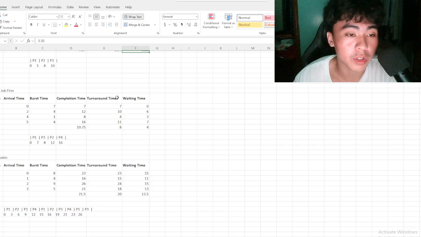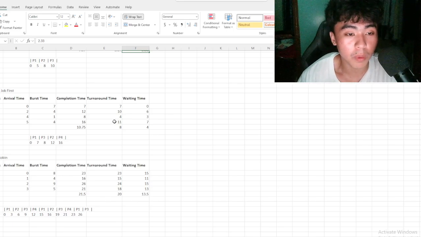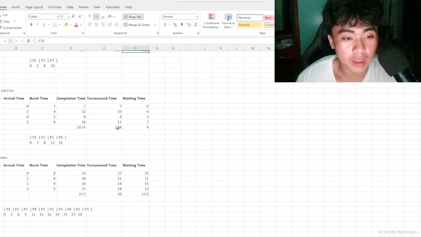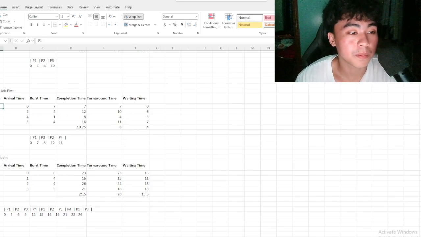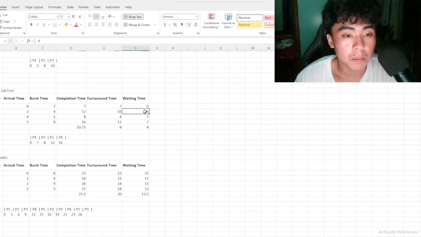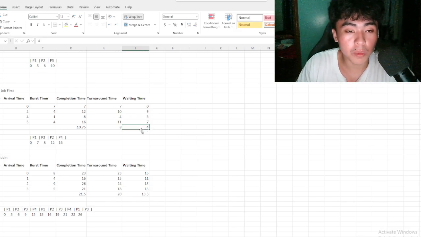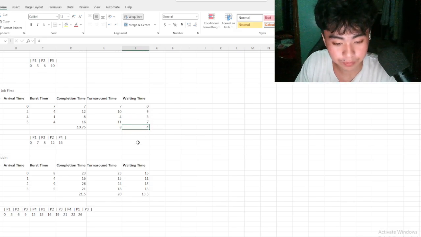Then next, for the turnaround time, 7 plus 10 plus 4 plus 11, then divide it by 4 to get 8. So next, for waiting time, 0 plus 6 plus 3 plus 7, then divide it by 4 to get 4.